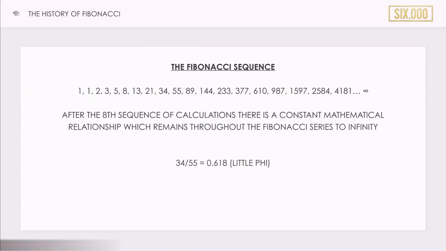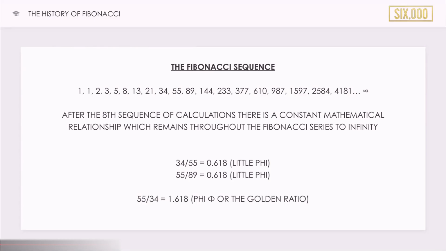If we divide 34 by 55, this gives us 0.618, and this is known as little phi. If we divide 55 by 89, the next two numbers in the sequence, this gives us 0.618 again. If we divide 89 by 144, it would be the same again. And the further we work along this Fibonacci sequence, the closer the number gets to 0.618. Of course, there's many other numbers that follow that. It may be 0.618235982, but the further we work along this sequence, the more precise this number becomes.